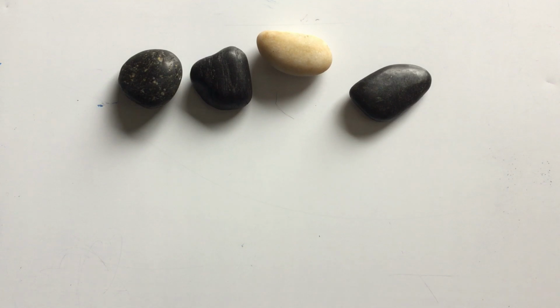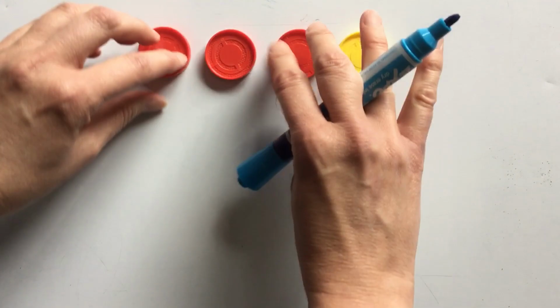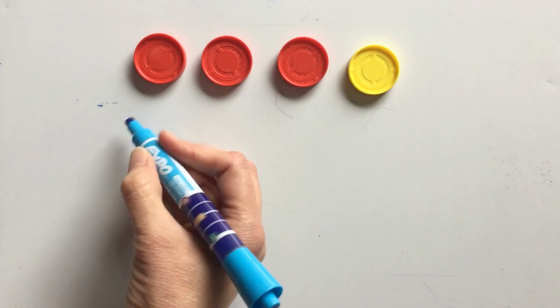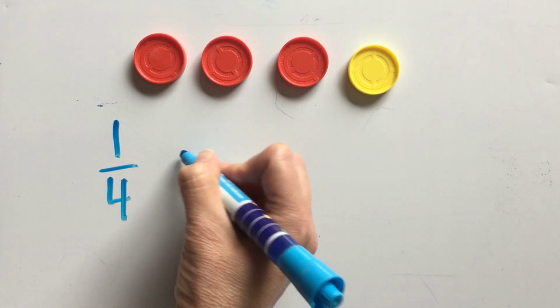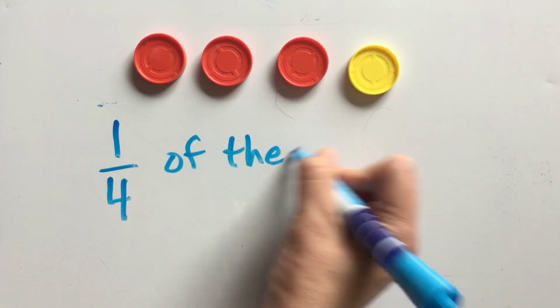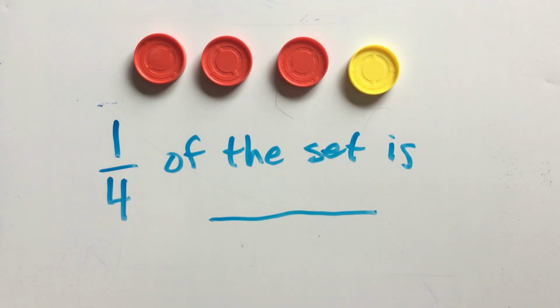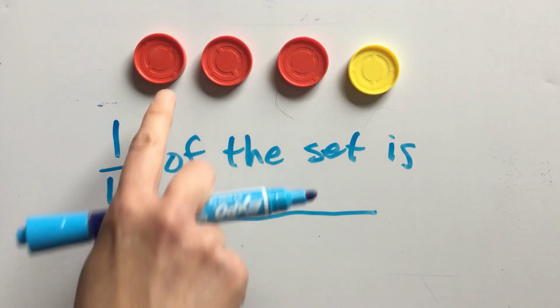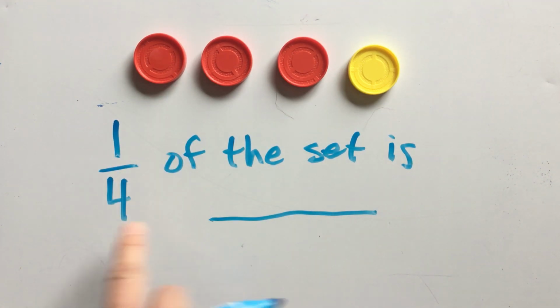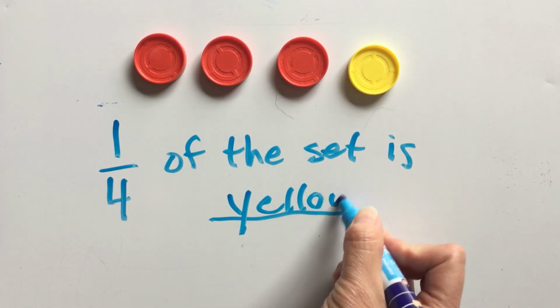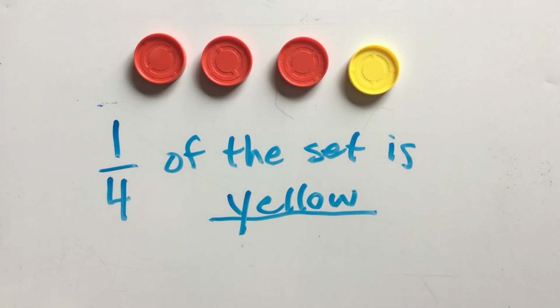Now what if, I'm going to go back to my Connect 4 discs, bring up a few of these. Now what if I gave you a fraction statement and you had to tell me the color? 1/4 of the set is what? What color? Is 1/4 of the set red? Or is 1/4 of the set yellow? Well, if you said that 1/4 of the set is yellow, you were correct. So you would simply write in the proper color there.